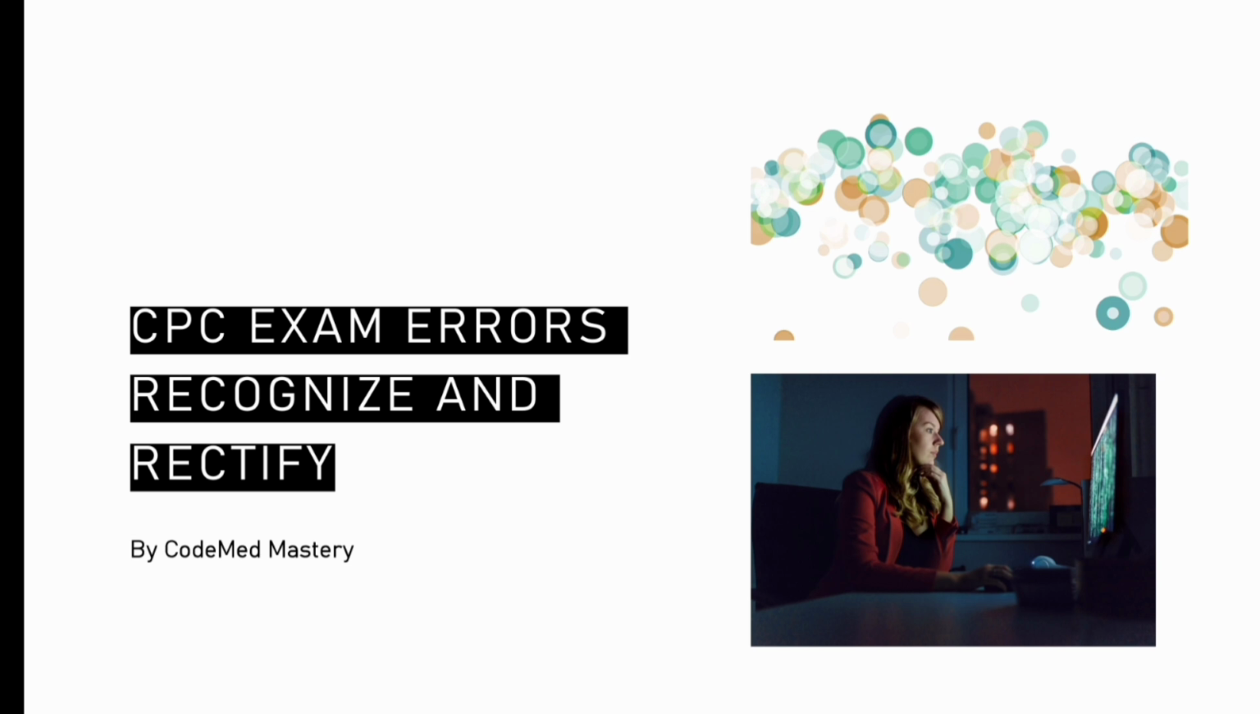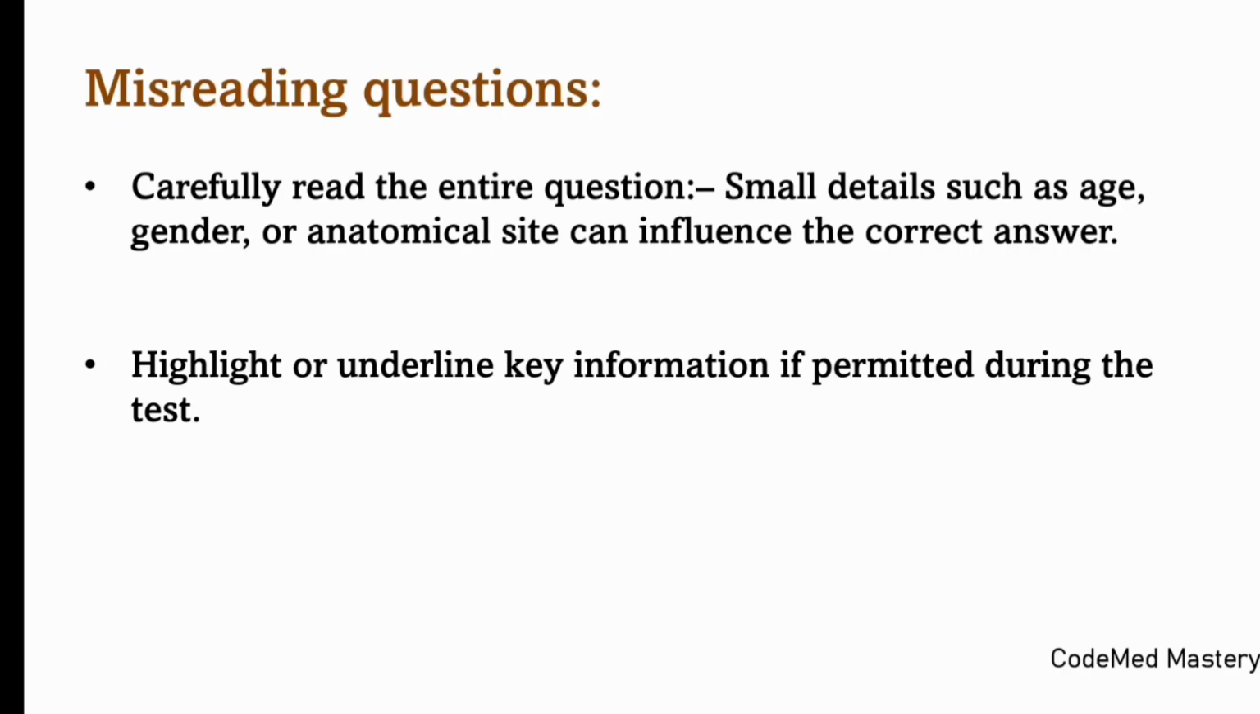In today's video, we'll see what the CPC exam errors are and how to recognize and rectify them. Let's start with the first mistake, that is misreading questions. You have to carefully read the entire question. Small details such as age, gender or anatomical site can influence the correct answer. And also highlight or underline key information in the question if it is permitted during the test.